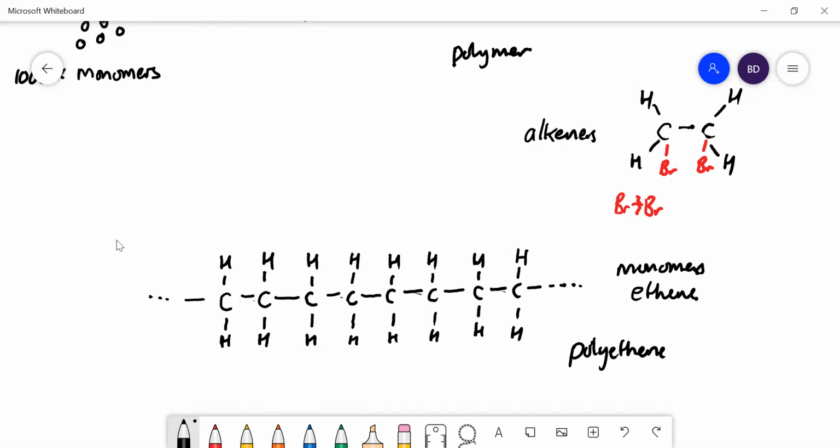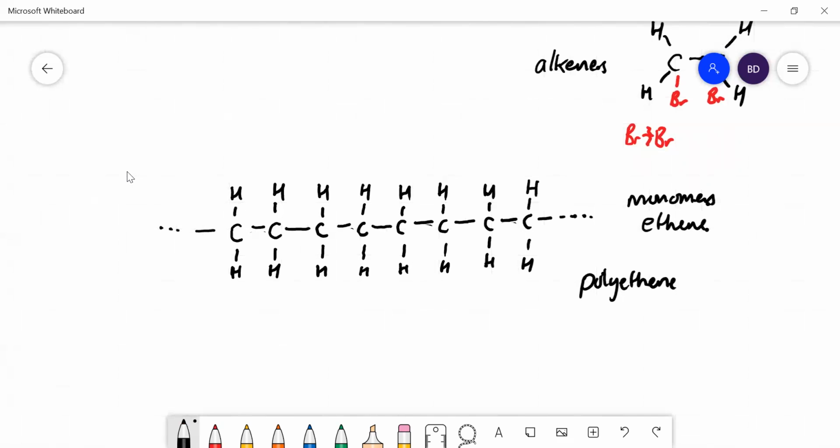So if we think about the monomer, ethene, well, that is a gas at room temperature. Polyethene is obviously a solid at room temperature, and that's because the intermolecular forces are bigger between the polyethene molecules because it's a bigger molecule. Okay, so we've seen this with alkanes. As the alkanes get longer, they stop being gases, they become liquids, and eventually they get so long they're actually solids.